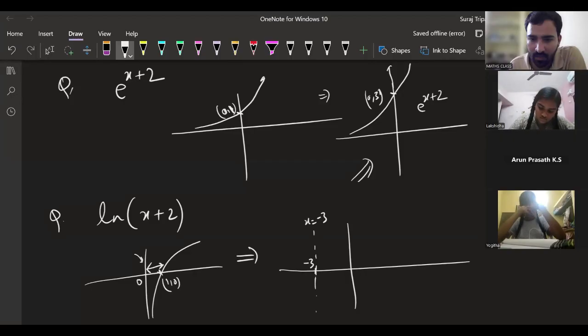So it will pass through x equals -2, and the graph will go like this. This point is -2, 0. No, previously it was 1, 0, so this new point will be -1, 0. And this asymptote will be at -2, 0. Right?